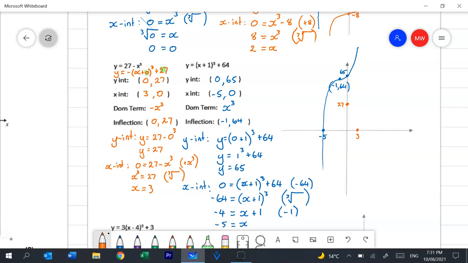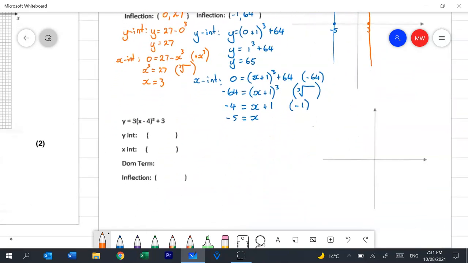Now, the other thing to note here is this dominant term is negative. So my curve's going to go the other way. So this time it'll come down through 27 and inflect and carry on down through 3. And that's what that graph will look like. We got one more.